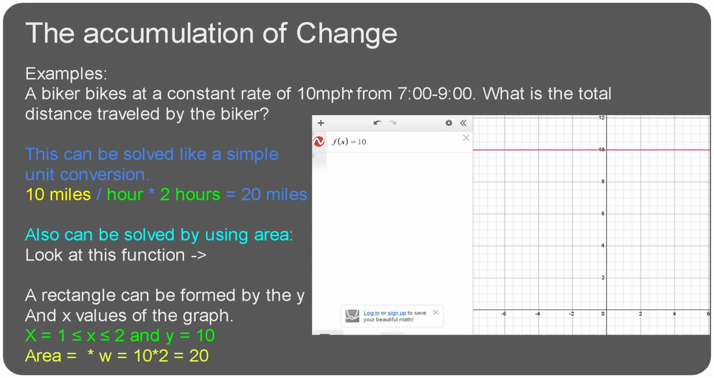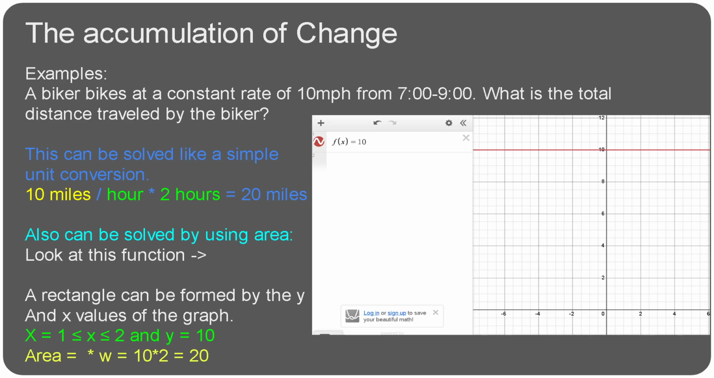Now, if you're like me, I would just do a simple unit conversion. We're given that he's moving 10 miles per hour, and then we can multiply that by 2 hours. So 10 miles over hours times 2 hours, the hour units will cancel out and you'll be left with miles as your unit. And then 10 times 2 is obviously 20. So you travel 20 miles. Pretty easy to think about.